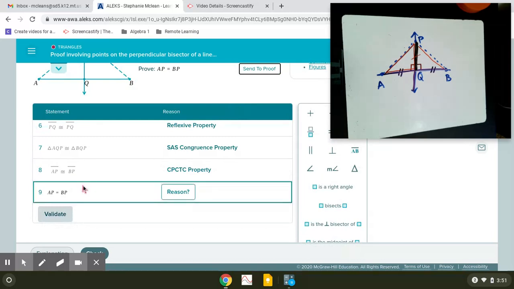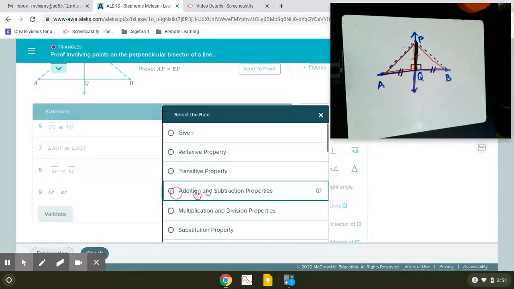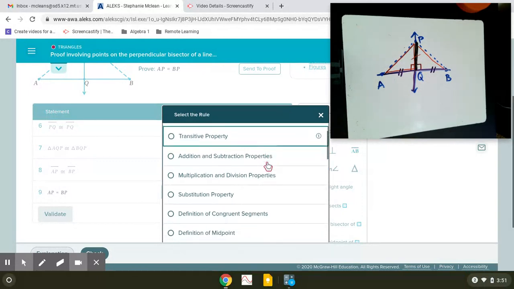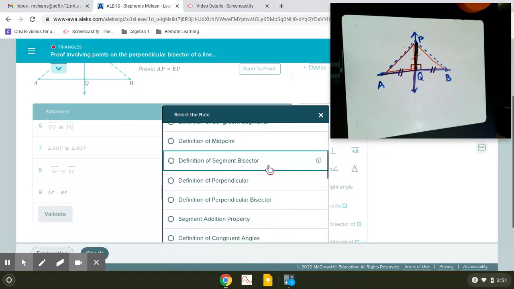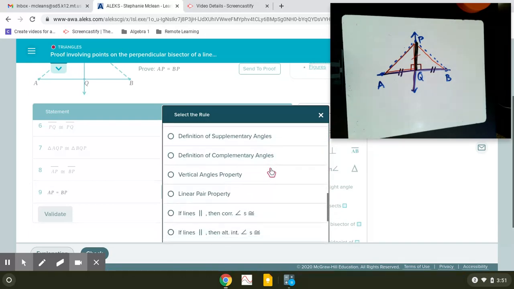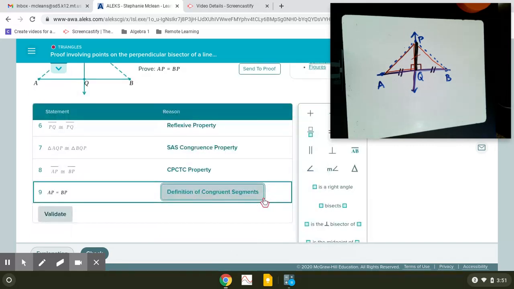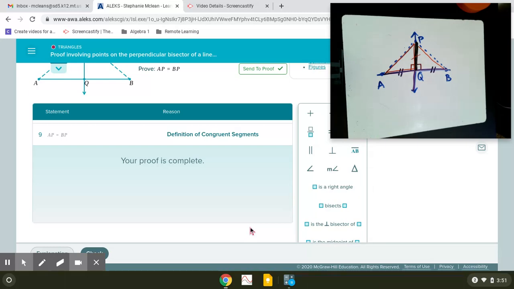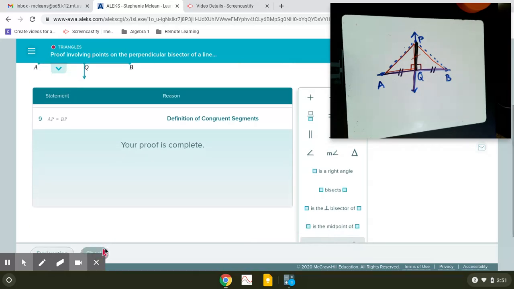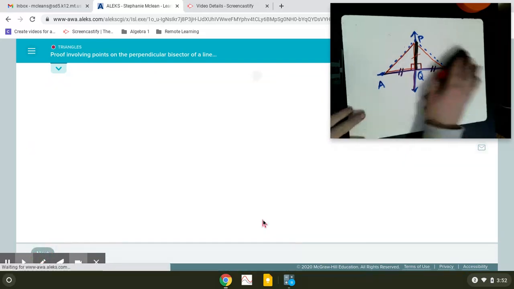I know that this seems redundant, but this is inferring segment, this is showing distance. So this is the definition of a segment, or a definition of congruent segments. Definition of congruent segments. Okay, right there. And then check. All right, I'm going to do one more of these with you guys.